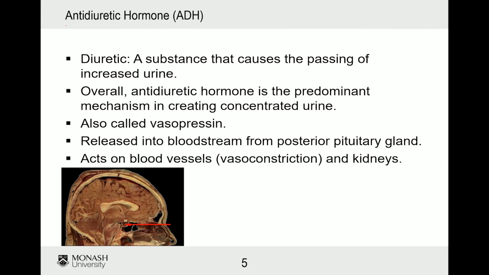Just a quick word on antidiuretic hormone, which is very important in the mechanisms of the kidney. A diuretic is a substance that causes the passing of increased urine. So antidiuretic is a substance that does not cause the passing of increased urine, or in other words, causes decreased urine. Overall, antidiuretic hormone is the predominant mechanism in creating concentrated urine. It's also called vasopressin. It's released into the bloodstream from the posterior pituitary gland, and it acts on blood vessels and kidneys. Just some fast facts for you.